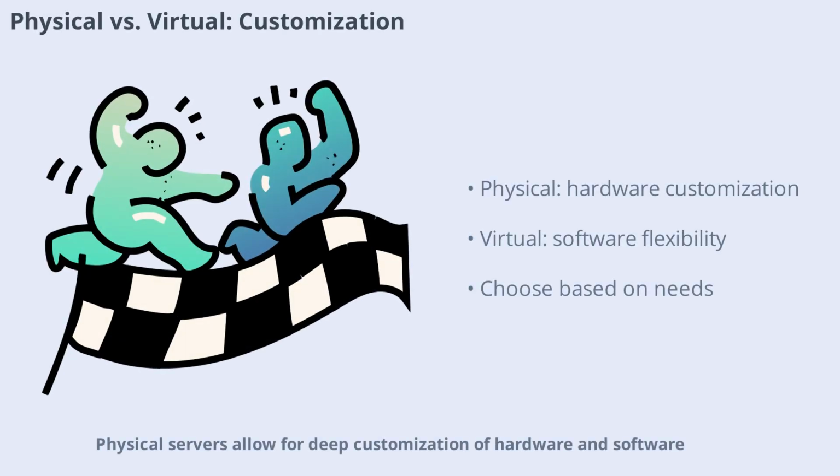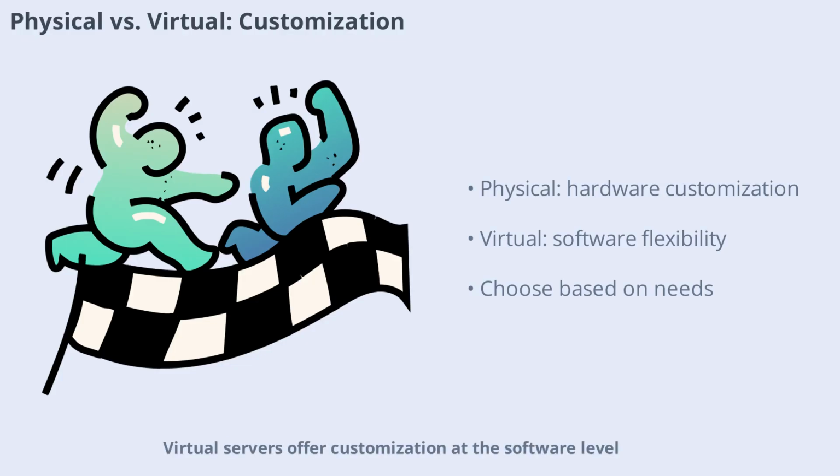Physical servers allow for deep customization of hardware and software, making them ideal for specialized applications. Virtual servers offer customization at the software level, with the ability to quickly deploy different operating systems and configurations. The right choice depends on the level of customization your applications require.